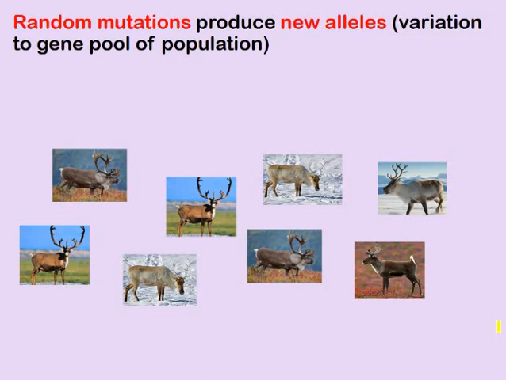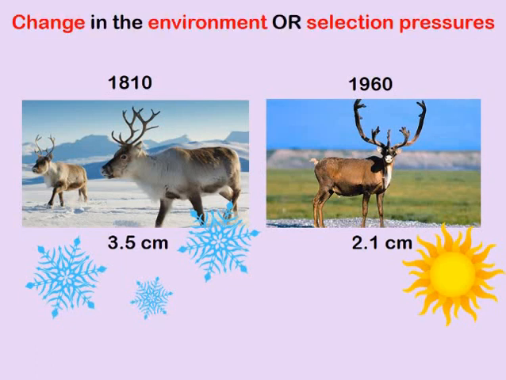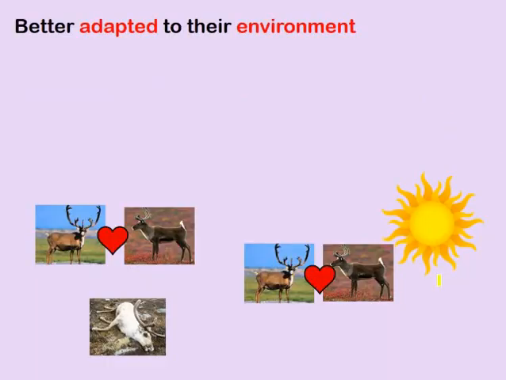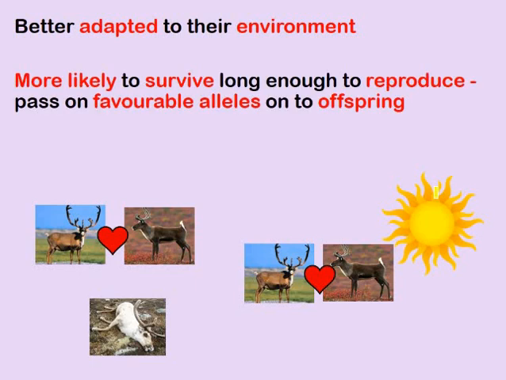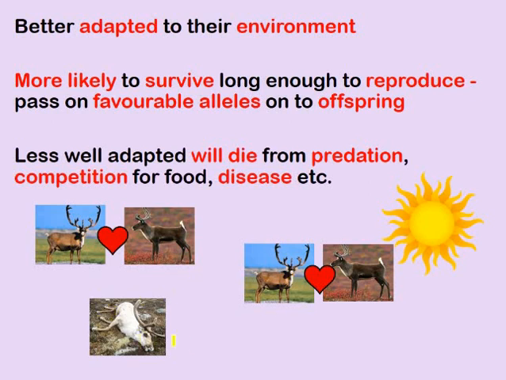Let's say we've got a population of reindeer. Now, all the reindeer look different. There are random mutations. Some of them have quite short fur, some of them have quite long fur. Now, let's assume that a selection pressure is available. We've gone from quite cold temperatures in 1810 to warmer temperatures in 1960. Some of the reindeer have shorter fur because of that random mutation, and so they just happen to be better adapted for this new environment. Those are then more likely to survive and reproduce, whereas those that are less well adapted will die.